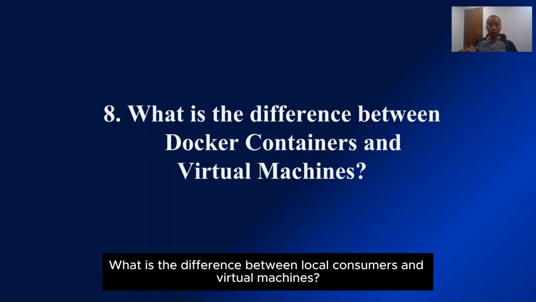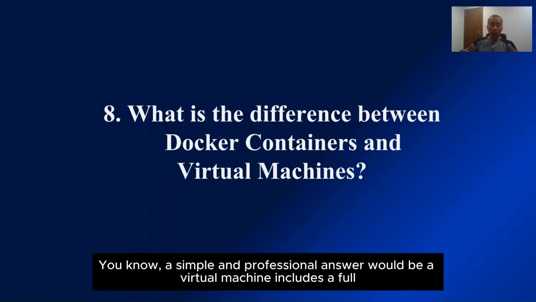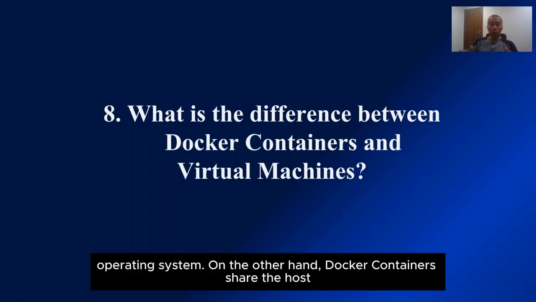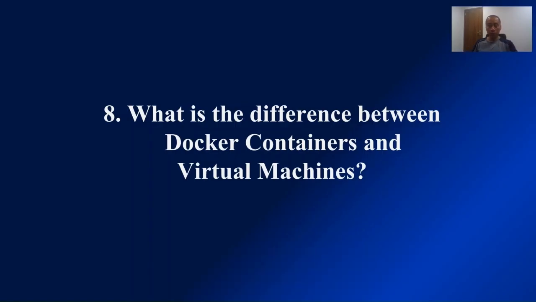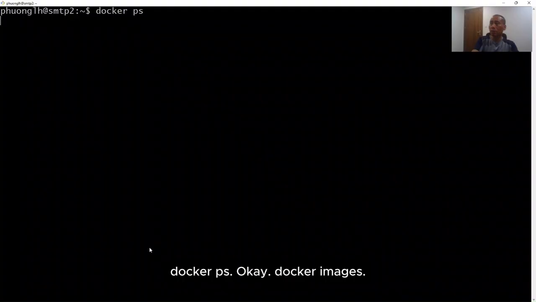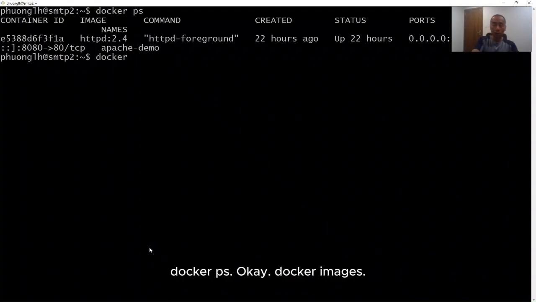What is the difference between Docker containers and virtual machines? A simple and professional answer would be: a virtual machine has a full operating system. On the other hand, Docker containers share the host OS kernel, which makes them much lighter and much faster to start. Docker image.